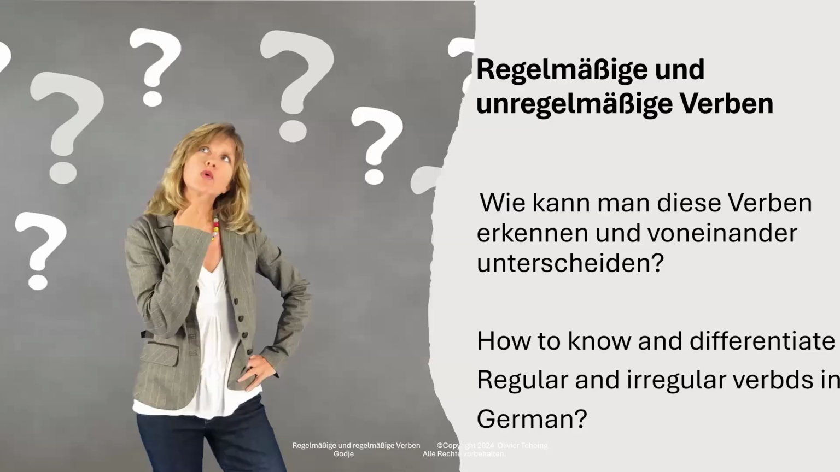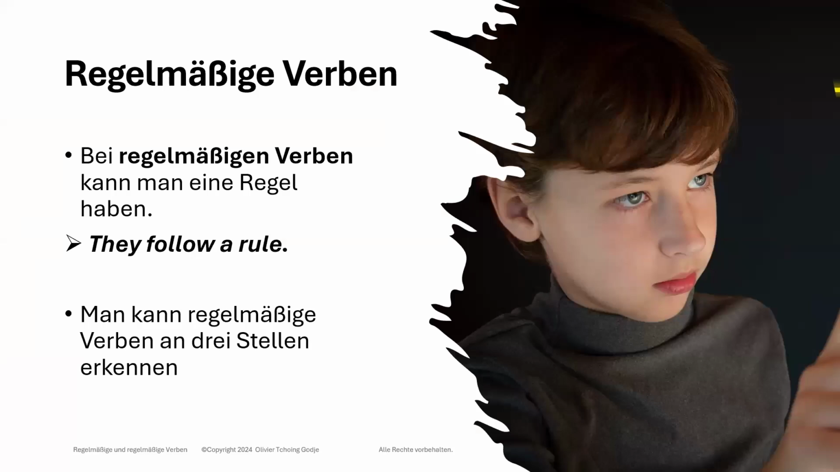So how can you differentiate between regular and irregular verbs in German? I would like to start with the regular verbs. First of all, as their name indicates, regular verbs are regular. It means they follow a rule that can be applied to all the regular verbs. So there is one rule that we can apply to all verbs that are known as regular verbs, and this rule works. I'm going to show you three levels in German how to identify a regular verb.